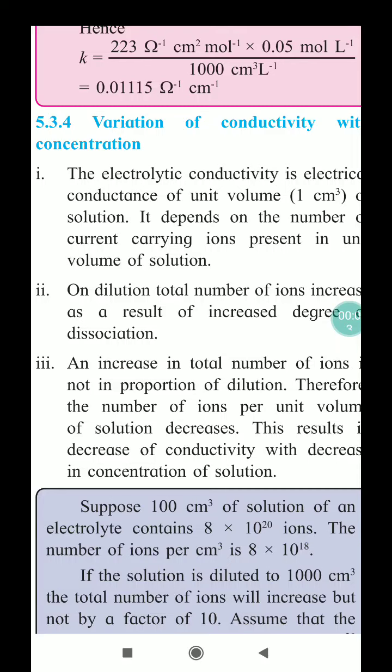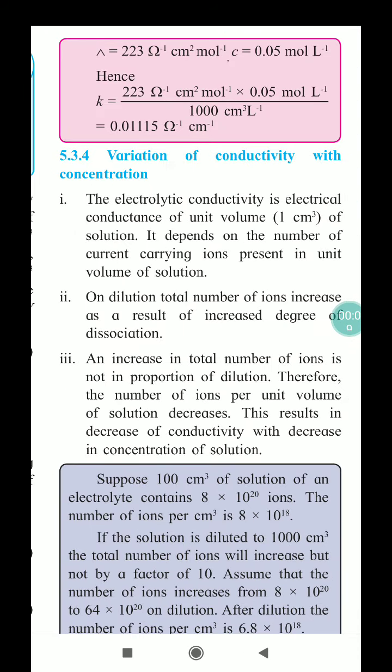Hello friends, now we studied about the variation of conductivity with the concentration. We know what conductivity is. The electrolytic conductivity is the electrical conductance of unit volume, that is 1 centimeter cube of solution. It depends on the number of current carrying ions present in the unit volume of solution. Here the focus is on unit volume of solution.